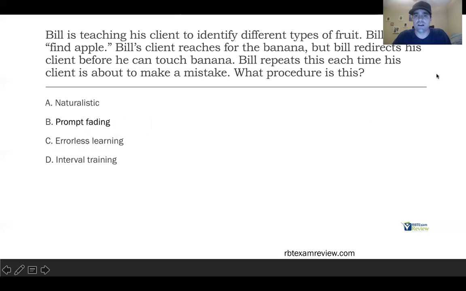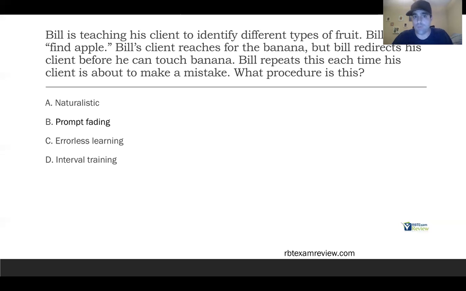Bill is teaching his client to identify different types of fruit. Bill says, find apple. Bill's client reaches for the banana, but Bill redirects his client before he can touch banana. Bill repeats this each time his client is about to make a mistake. What procedure is this? Okay, kind of a tricky question. All right, this is harder. It's something that's really going to test if you've been reviewing. Okay, so what is Bill doing here?